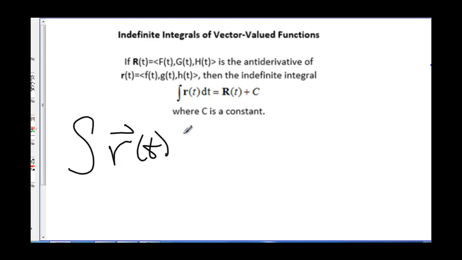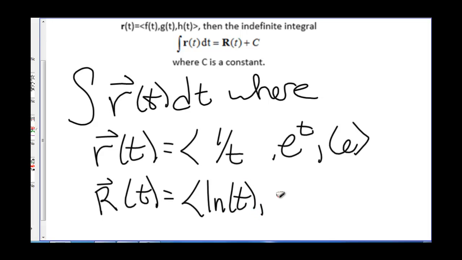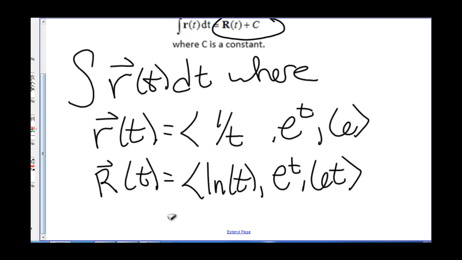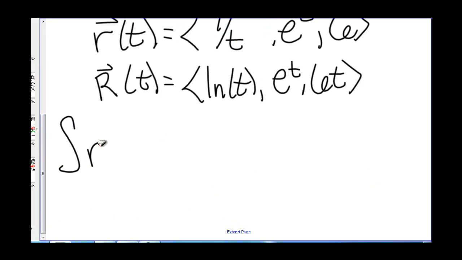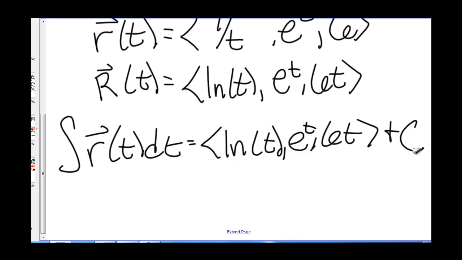So, for example, if we're finding the integral of r of t dt, where lowercase r of t equals 1 over t, e to the t, 6, then capital R of t, we find the antiderivative of each piece, gives us natural log of t, e to the t, 6t, and so then we need to add a constant. So our integral of r of t dt equals the vector natural log of t, e to the t, 6t, plus a constant C.